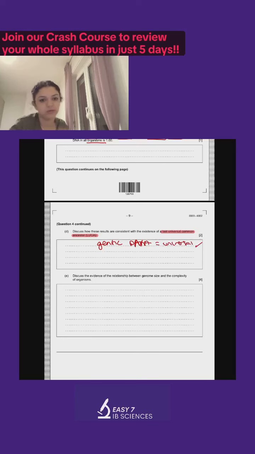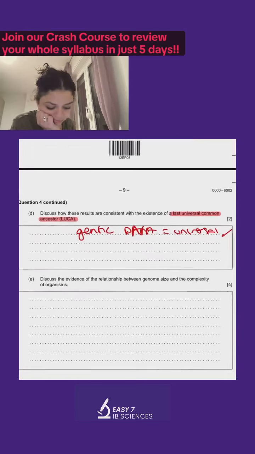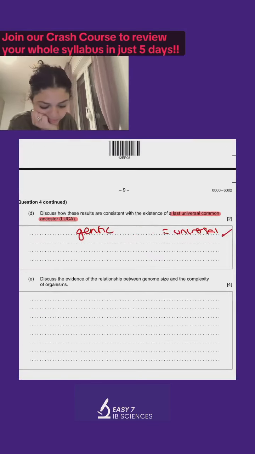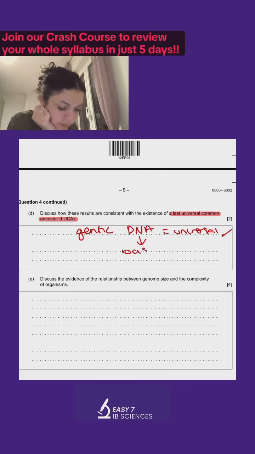Guys, I really hope you're not getting mad at my handwriting. It's horrible, I know. It's been a long day. Genetic DNA is universal. And then how do we know it's universal? Because bases are the same. Same code, exactly. Very good, Hero.